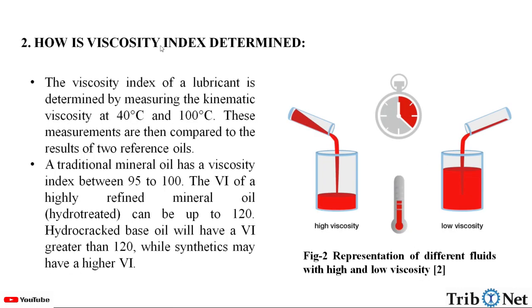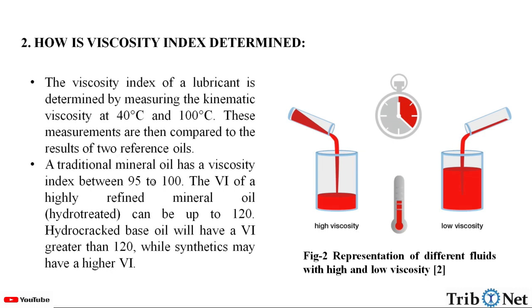Next, let us see how a viscosity index is determined. The viscosity index of a lubricant is determined by measuring the kinematic viscosity at 40 degrees Celsius and 100 degrees Celsius. These measurements are then compared to the results of two reference oils.